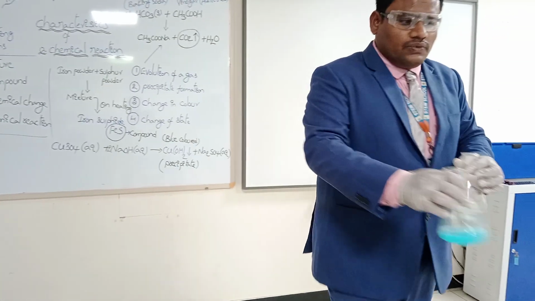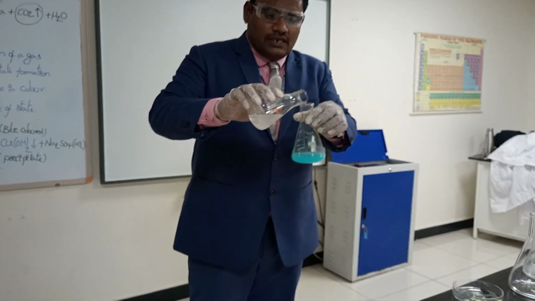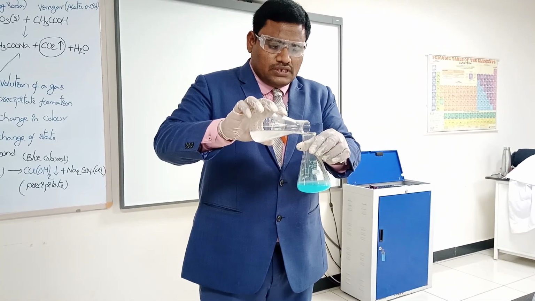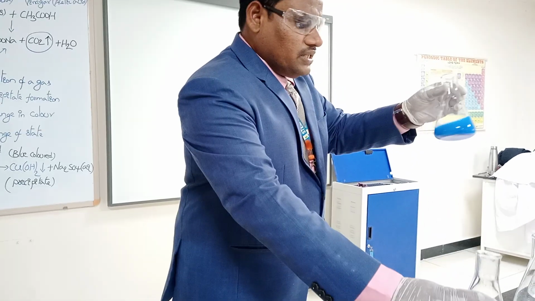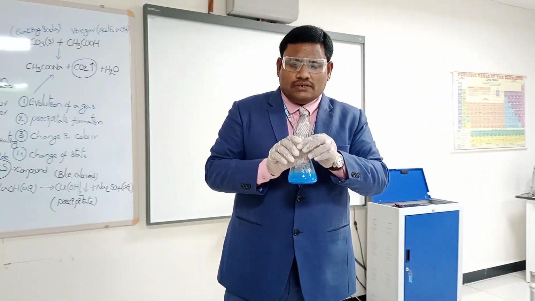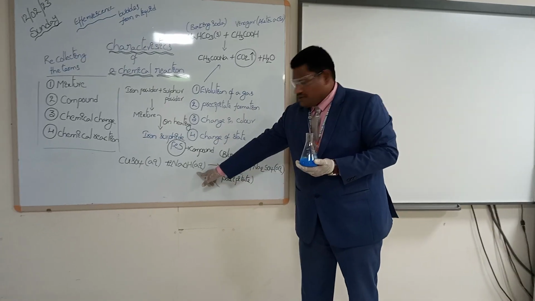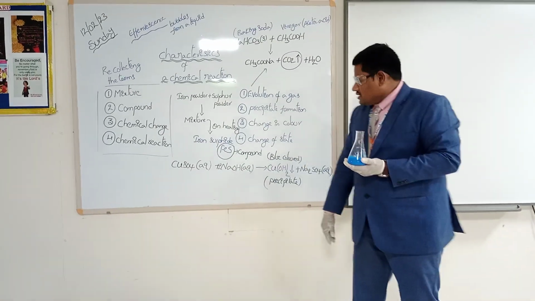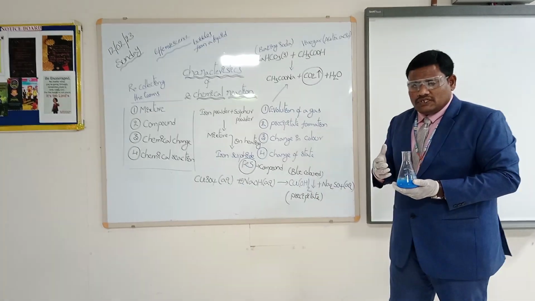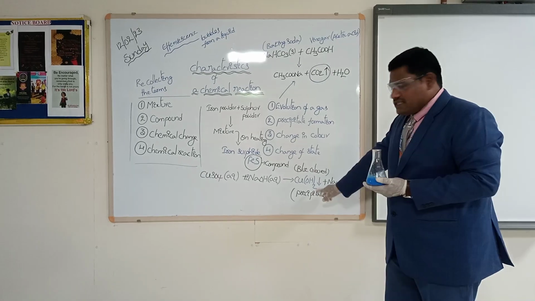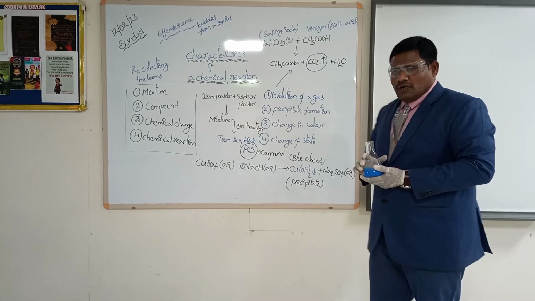What we can observe, we can see here. By adding this sodium hydroxide into this copper sulfate solution, we can observe some blue colored precipitate being formed. So what is happening? Copper sulfate aqueous and sodium hydroxide aqueous, we are adding together, we are getting a new substance, that is a precipitate. A precipitate is an undissolved substance which settles at the bottom of the container. So that is copper hydroxide, a blue colored precipitate.